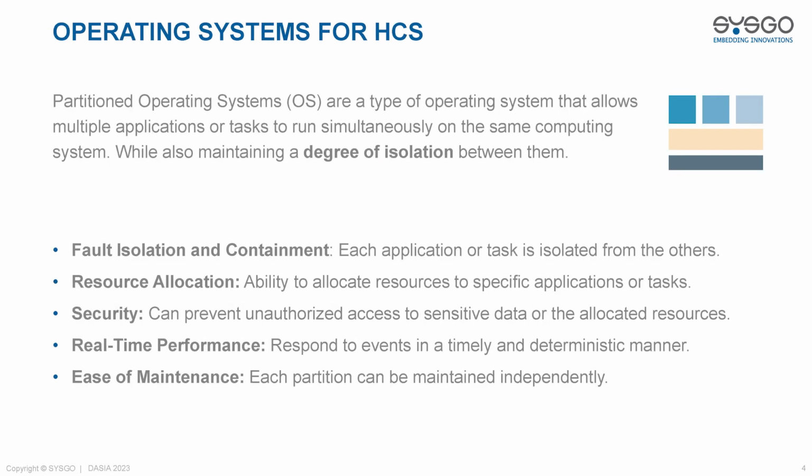Partitioned operating systems are the type of operating system that allows multiple applications or tasks to run simultaneously on the same computing system, but at the same time also maintaining some degree of isolation between them. The characteristics of this are fault isolation and containment. So if one application is misbehaving, it's not affecting the others. A partitioned operating system can reduce the likelihood of failures spreading between applications and causing a system-wide failure.